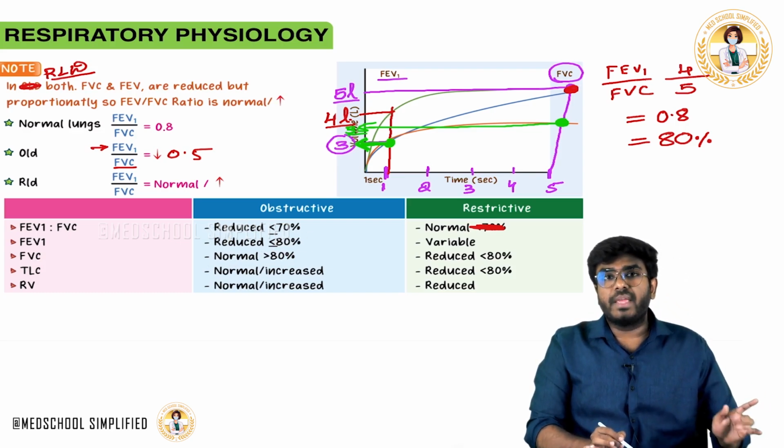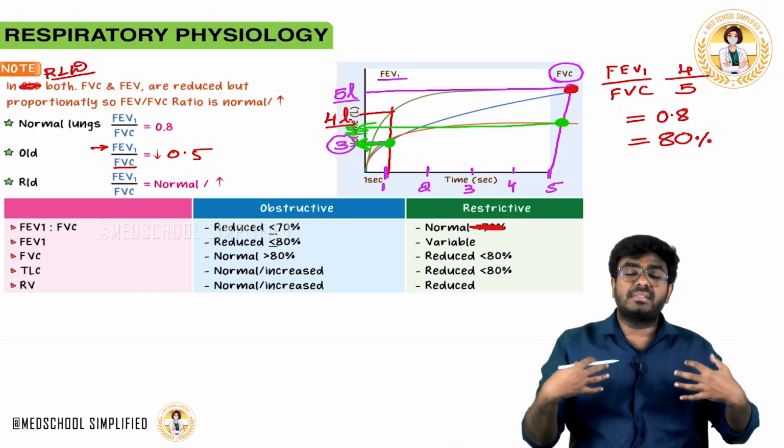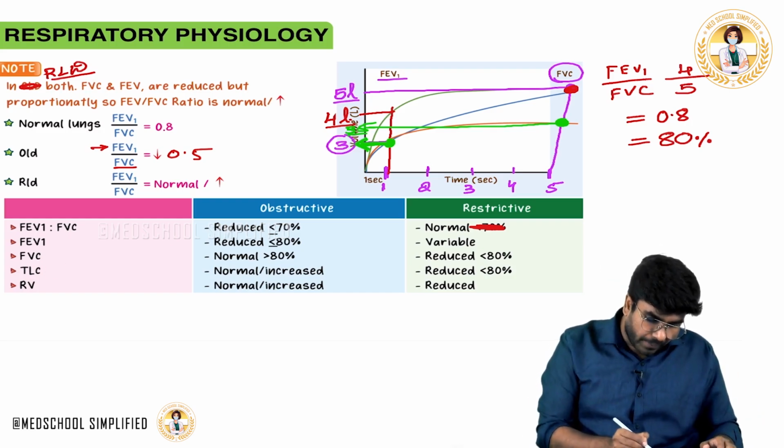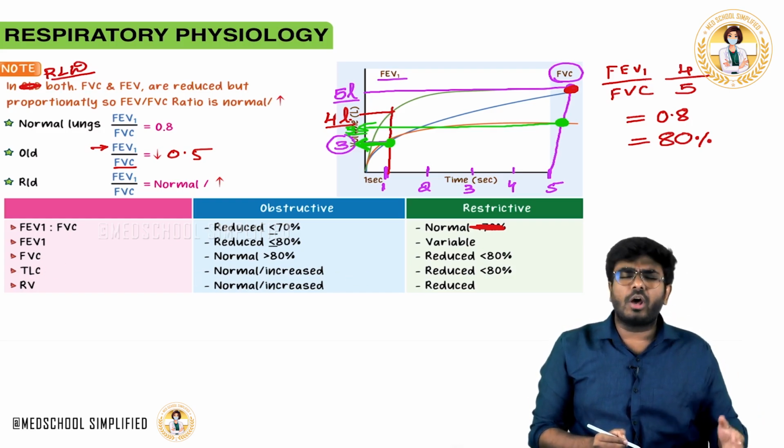And at the end of the day, in obstructive lung diseases, air trapping is happening. What happened to total lung capacity? Total lung capacity is increased, sir. Or normal or increased?